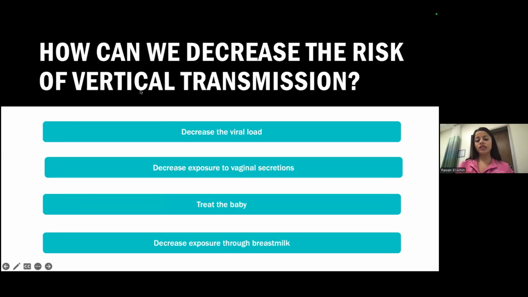Again, our goal is to decrease this viral load and decrease the vertical transmission. So one way we can do that is decreasing the viral load for certain infectious diseases in pregnancy, decreasing exposure to vaginal secretions, treating the baby once the baby's born, and decreasing exposure through breast milk.